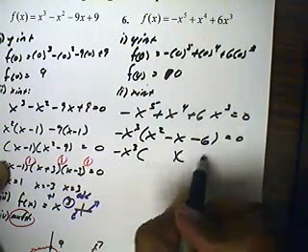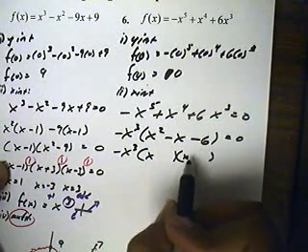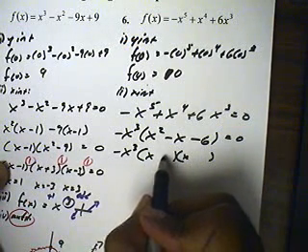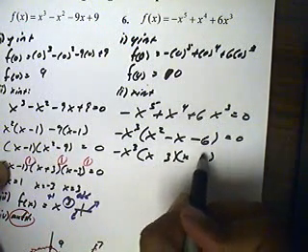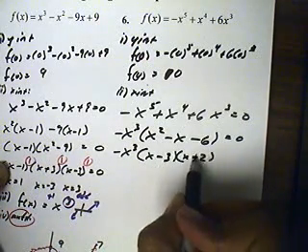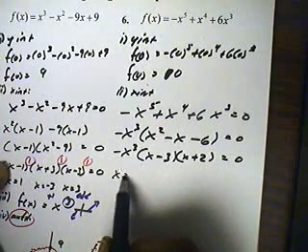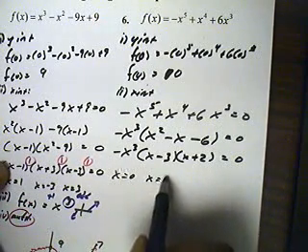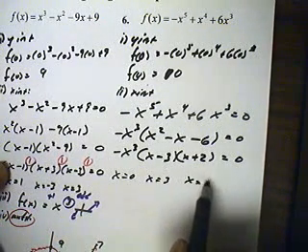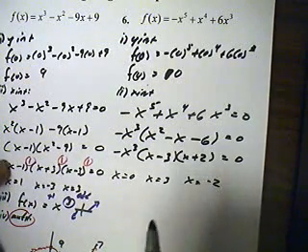Next, I'm going to factor this trinomial into two binomials, x times x and, let's see, negative 3 and positive 2. So this gives me three answers. x equals 0 here, x equals 3 there, and x equals negative 2 there.